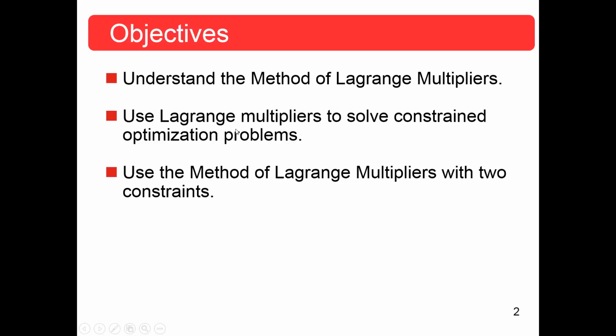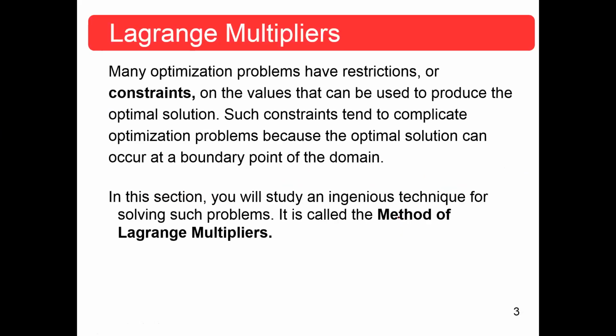This method is used to solve constraint optimization problems. So we need to introduce what is considered to be constraint optimization problems, and use the method of Lagrange multiplier. Sometimes you can also use this for 2 constraints. Okay, I'll give you 1 minute to take a look at this slide first of all.